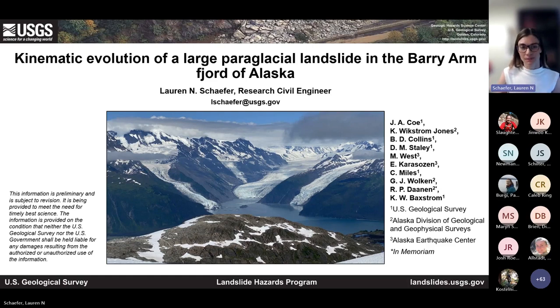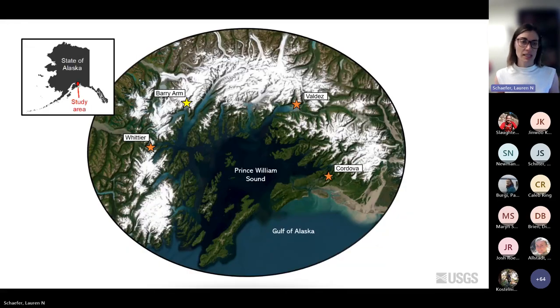So before we start, I just want to say that we're using the term paraglacial here to indicate rock slopes that are a part of or influenced by the transition from glacial to non-glacial conditions. And this is something that we see very commonly in the Prince William Sound, which is located in South Central Alaska and where we'll be concentrating today.